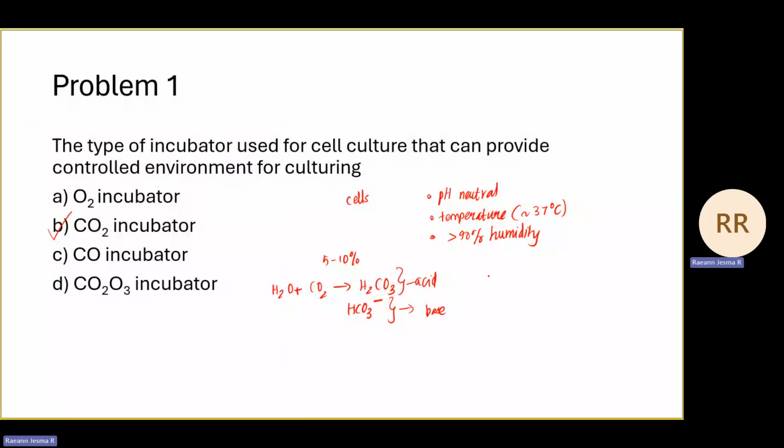This is why we need that. We want to closely mimic the human body conditions, and also when the cells are kept in an acidic or alkaline environment, the cell growth will get inhibited. So that's why we are using a CO2 incubator. However, if we look at CO2 levels of human, it is around 400 ppm, which is 0.04 percentage.